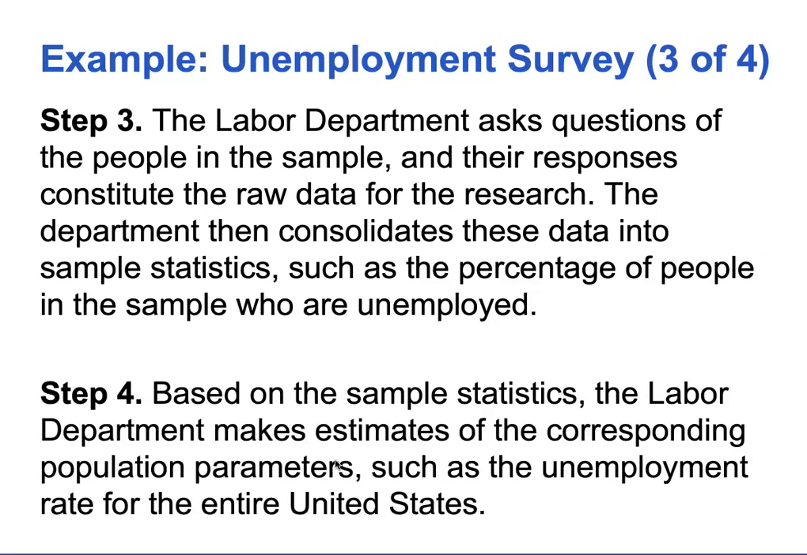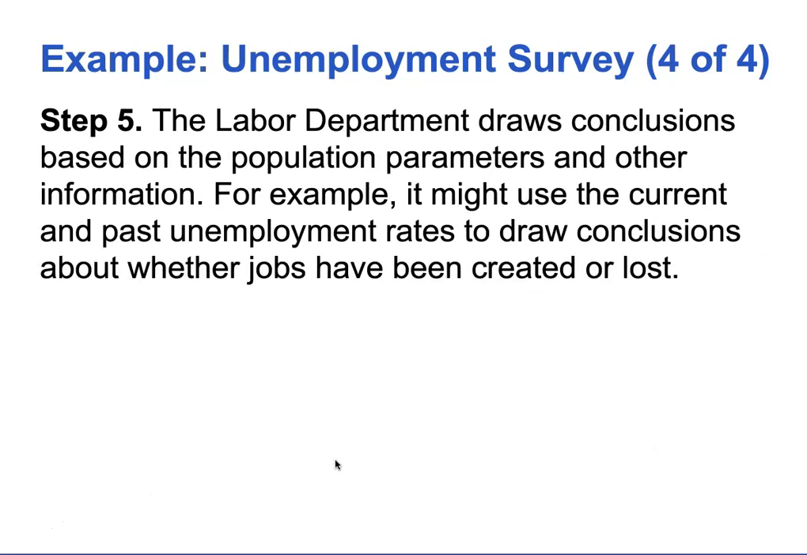Number 4, based on the sample statistics, the Labor Department makes estimates of the corresponding population parameters, such as the unemployment rate for the entire United States. So they're basing United States information on the parameters set by their sample. And number 5, the Labor Department draws conclusions based on the population parameters and other information. For example, it might use the current and past unemployment rates to draw conclusions about whether jobs are being created or lost.